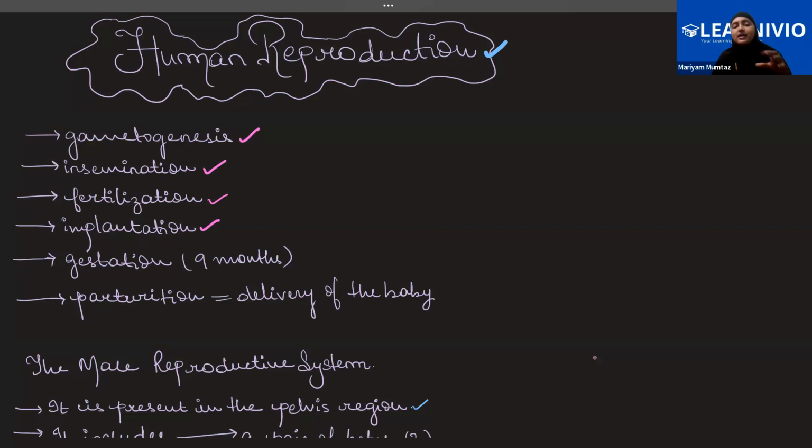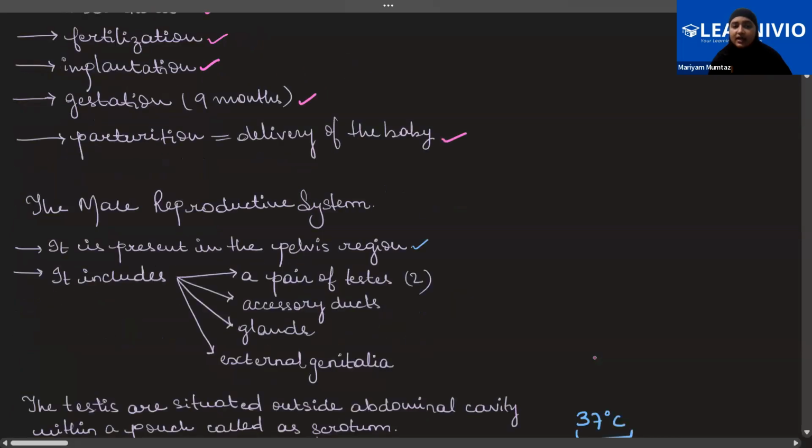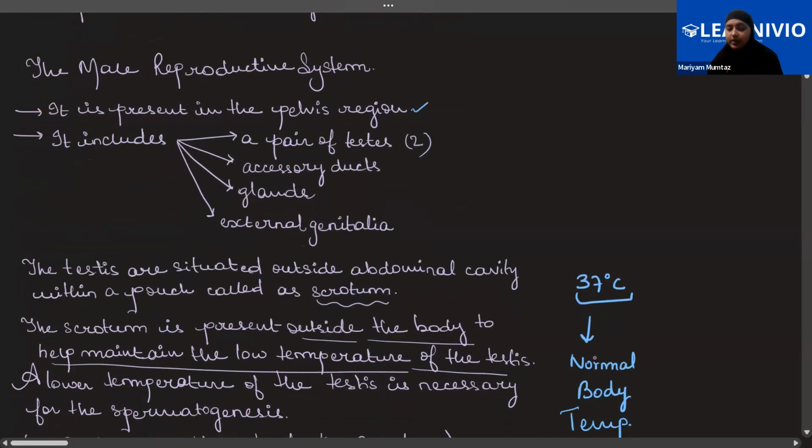Now once the zygote has been implanted, the division of the embryo takes place and the formation of the fetus starts. And that whole entire period for humans is 9 months. So that is gestation. Lastly, when the fetus is ready after the 9 months, it has to be delivered, and that is parturition. So these are the steps that are present in human reproduction.